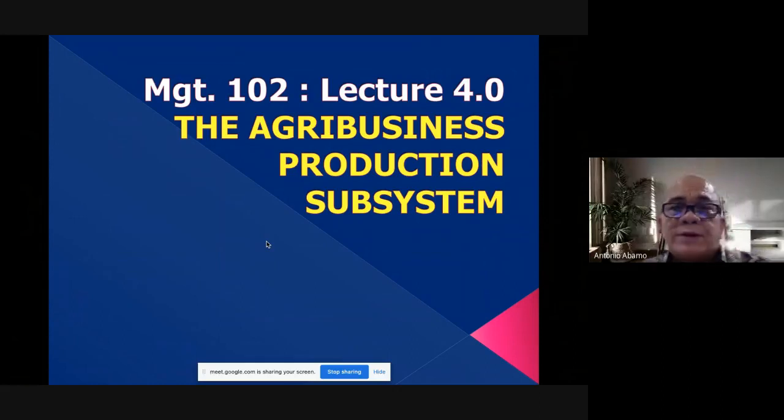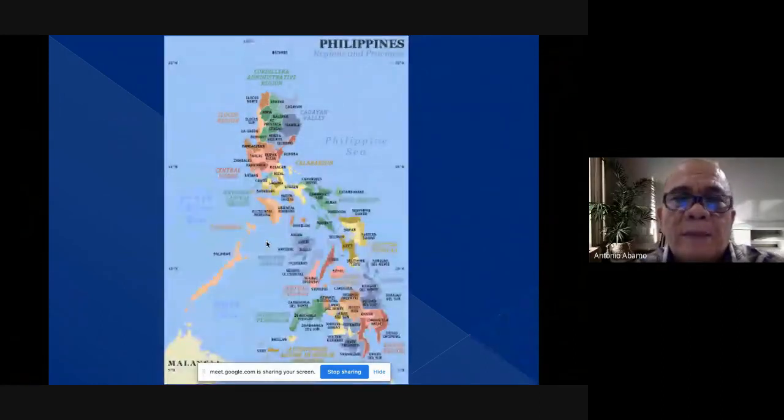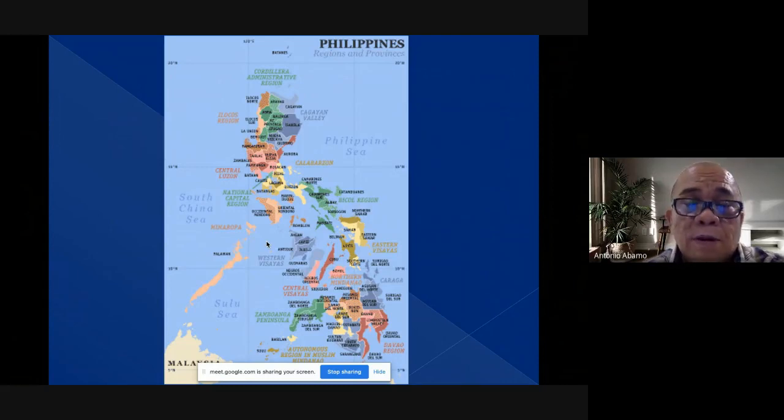Now, if we look at the map of the Philippines, it is a well-spread archipelago from north to south, divided into various islands. Each island has the capability of producing something, but there are also difficulties, and there is specific adaptability of certain crops and commodities that need to be planted in a certain location, because from north to south, it's also divided according to various climatic conditions.